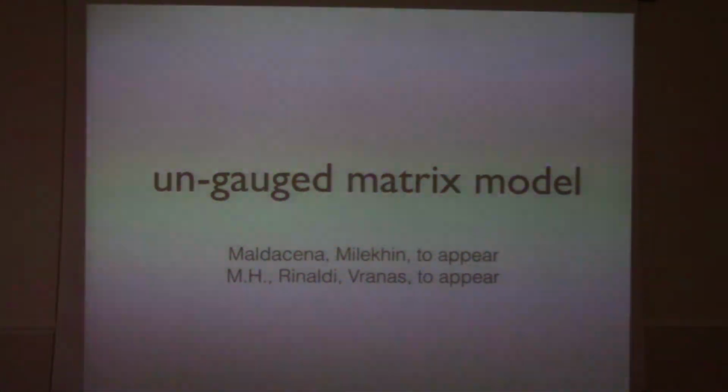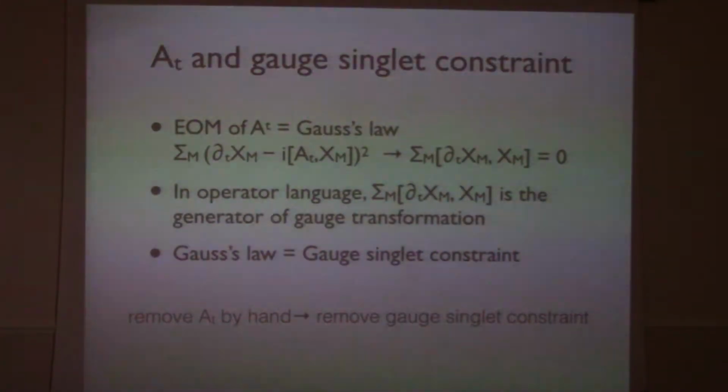And I want to spend 5 minutes on a new result, which will appear soon. We want to use numerical simulation to test a new duality proposal. We studied 0+1-dimensional gauge theory. What if we do not impose gauge symmetry? There are many motivations to do that, but I have just 5 minutes, so let me just explain the result.